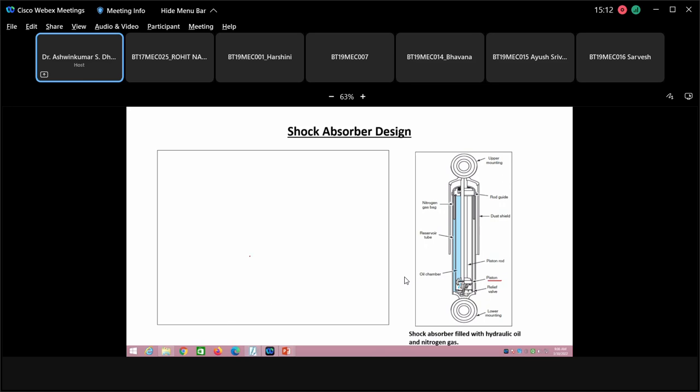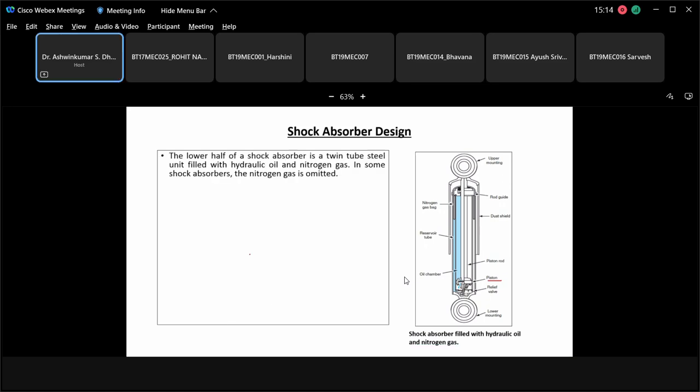Then coming here, the lower half of the shock absorber is a twin tube steel unit filled with hydraulic oil and nitrogen gas. In some shock absorbers, nitrogen gas is omitted. It may so happen that the nitrogen gas leaks, and that is why in some shock absorbers you don't find the nitrogen gas. I'll show you the working of this particular shock absorber, so don't worry.